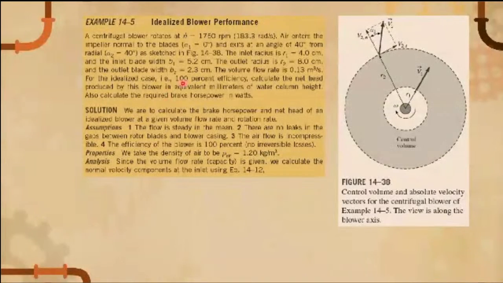So now you need to calculate the net head produced by this blower in equivalence to mm of water. You just need to convert, because from the calculation you will get the head in meters of air, because we are dealing with air. Then you need to calculate the required brake horsepower in watts.